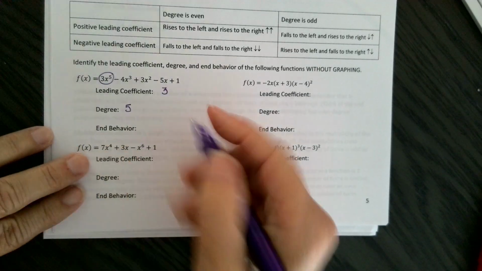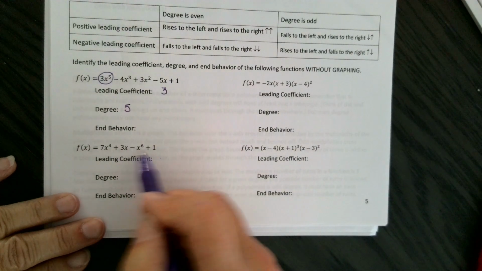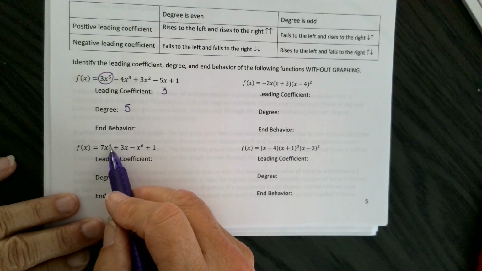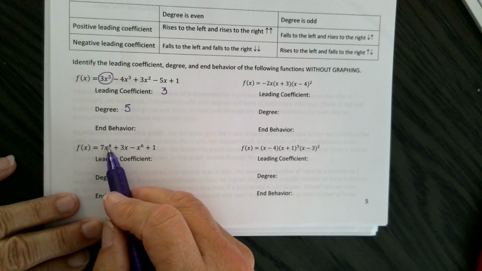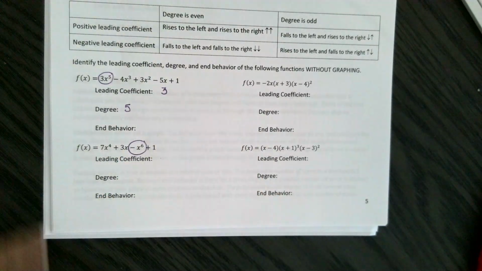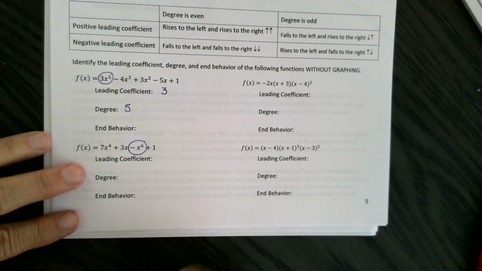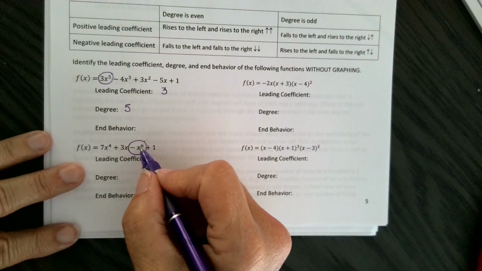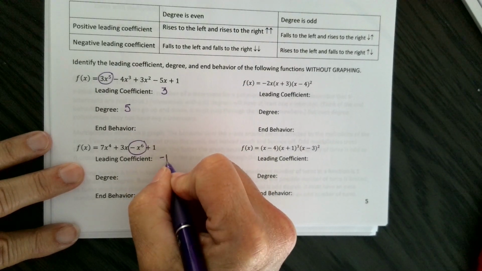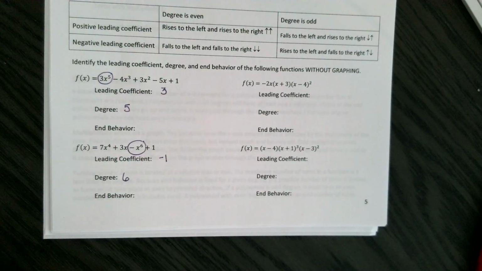The leading coefficient is, oh wait, I about messed up. I didn't look to make sure it's in order. This is not the highest exponent. This is. Now you can rewrite it, but I'm not going to rewrite it. I'm just going to leave it because the leading coefficient of this is a -1. The degree is 6.